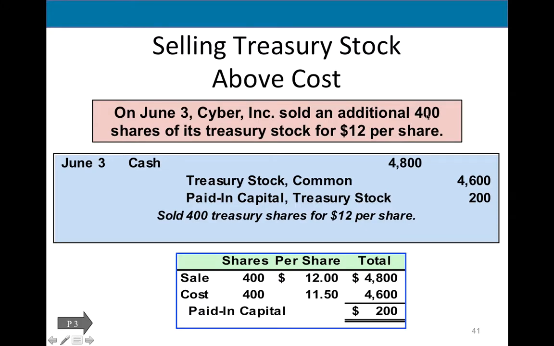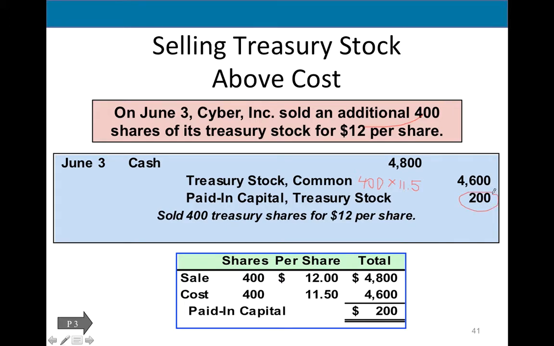So in June, we sell an additional 400 shares, but now the market price went up from $11.50 to $12 per share. So I receive cash of 4,800, which is simply market price multiplied by number of shares. But I record treasury stock at cost, right? So it's 400 shares that I sold at 11.50. 11.50 was my original cost. I told you to remember it, right? So if you take 400 shares multiplied by $11.50, you will get 4,600. The difference is the amount of money I made.